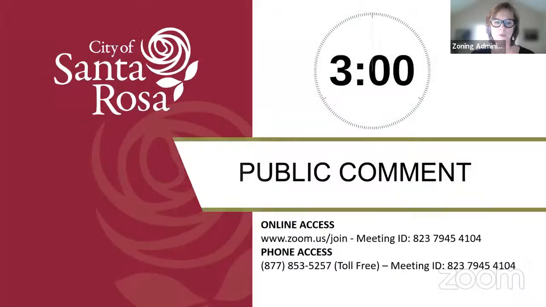Okay, so I'm going to move on to item 2 on the agenda, public comment. This is a time when any person may address matters not listed on the agenda, but which are within the subject matter of this jurisdiction of the zoning administrator. The public may comment on agenda items. When the item is called, each speaker will be allowed 3 minutes to speak. So with that, if you have any comments that are not regarding items listed on the agenda, please raise your hand.